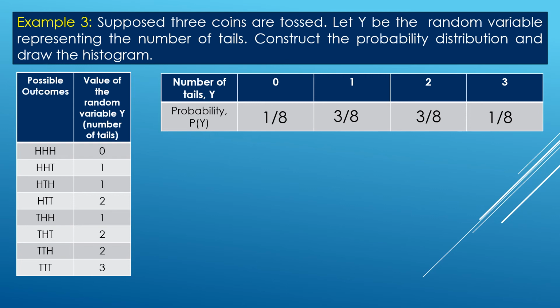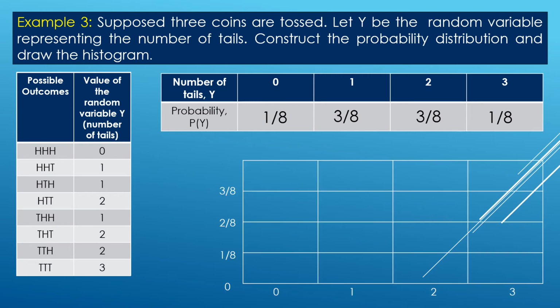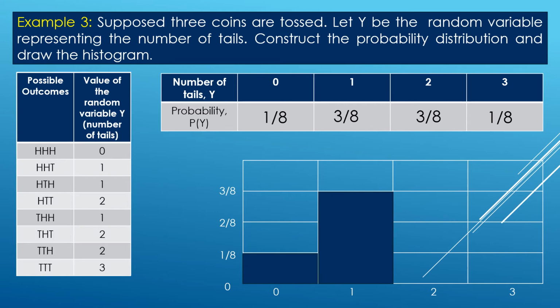Histogram. Okay, we're going to draw the histogram out of this distribution. So, we have here, on the x-axis are the random variable y, and the y-axis represented by probabilities. So, the probability of getting 0 tail is 1/8. Okay, we will shade until 1/8. The probability of getting 1 tail, we have 3/8. So, we will shade until 3/8.